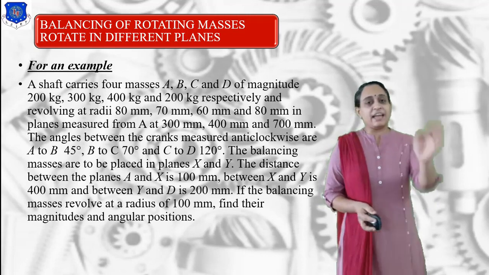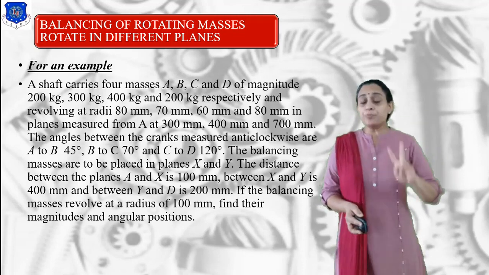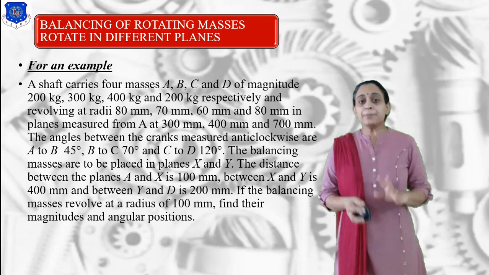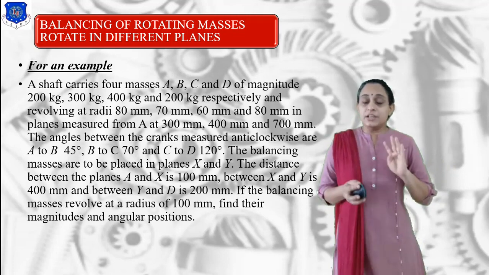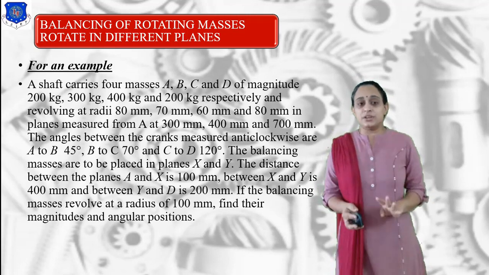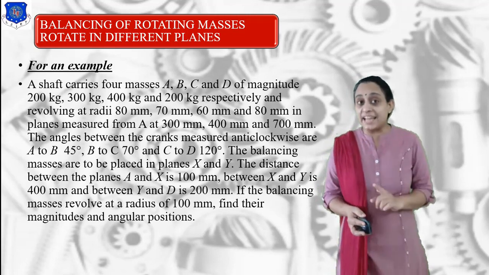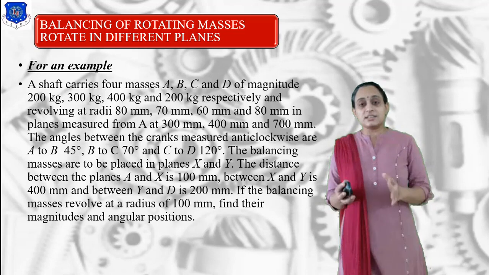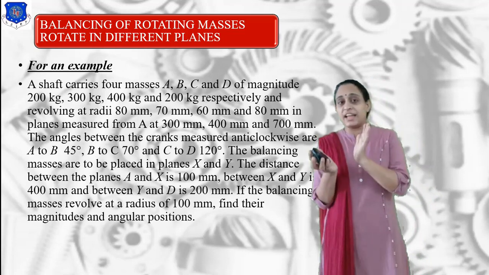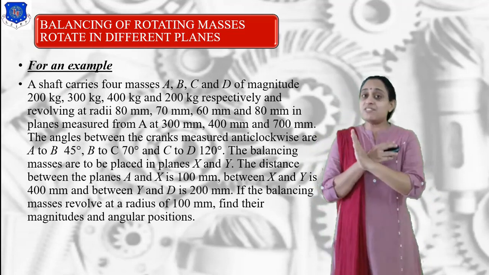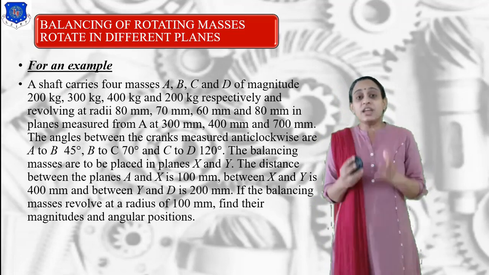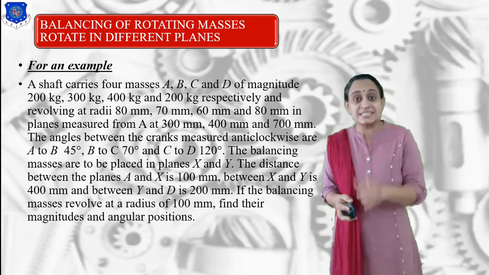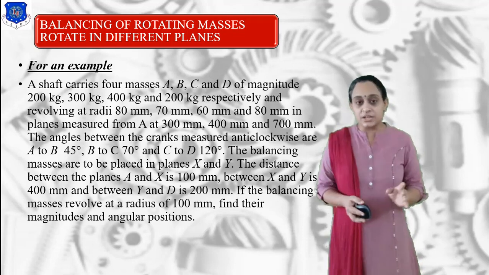In this case we have 4 masses and 2 unknown masses. We have all 4 radii at which the masses rotate. We have all 3 angles, which means successive angles: from A to B we have an angle, from B to C we have an angle, from C to D we have an angle. It means we have to assume mass A at 0 degrees.